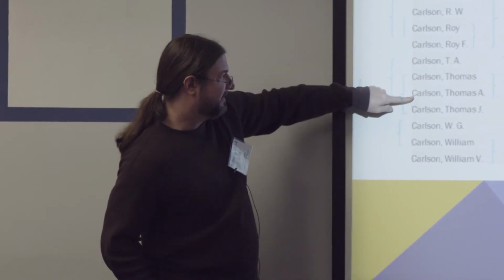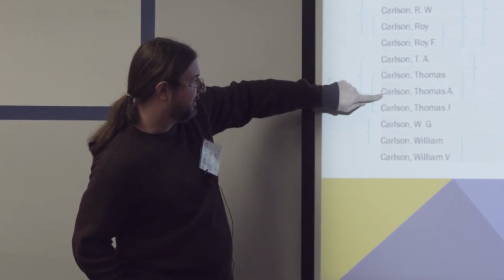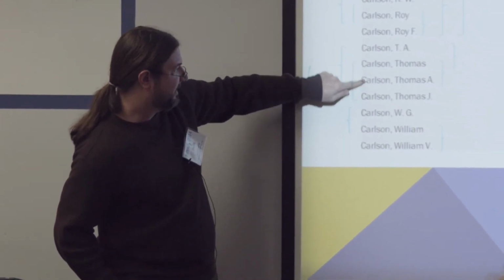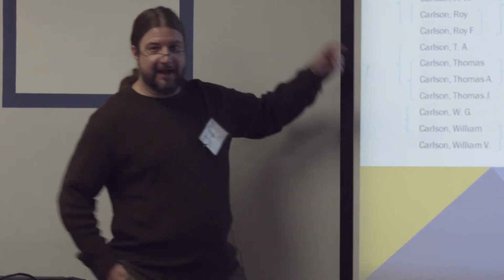And then T.A., Thomas A., Thomas J. So Thomas could be T.A. or Thomas A. or Thomas J. And Thomas A. can't be Thomas J., but Thomas A. could be, so you see where I'm going with this. And when this list runs into the millions, you see the extent of the problem we're trying to deal with. So which of these, if any, are the same person? Well, that's what we're trying to figure out.